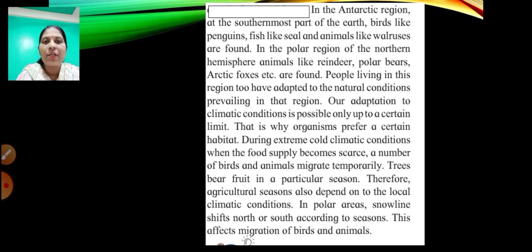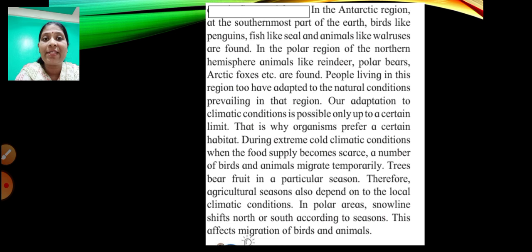So the altitude in a particular place, altitude means the height in a particular place, above which the snow remains on the ground throughout the year. So that snow line shifts north or south according to the seasons, means either towards the northern hemisphere or towards the southern hemisphere. So this depends according to the seasons, and this also affects the migration of birds and animals. So many criteria are there because of this change of seasons, which has an effect on the living world. Okay, so with this we finish our lesson. I hope you have understood all this, children.